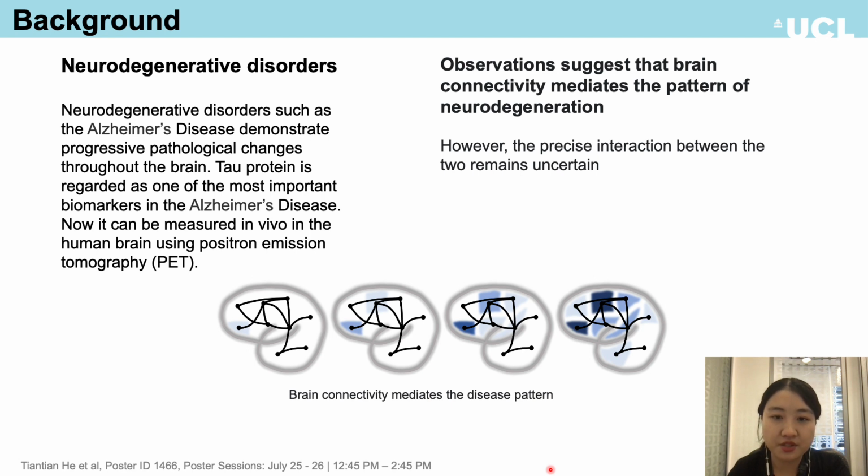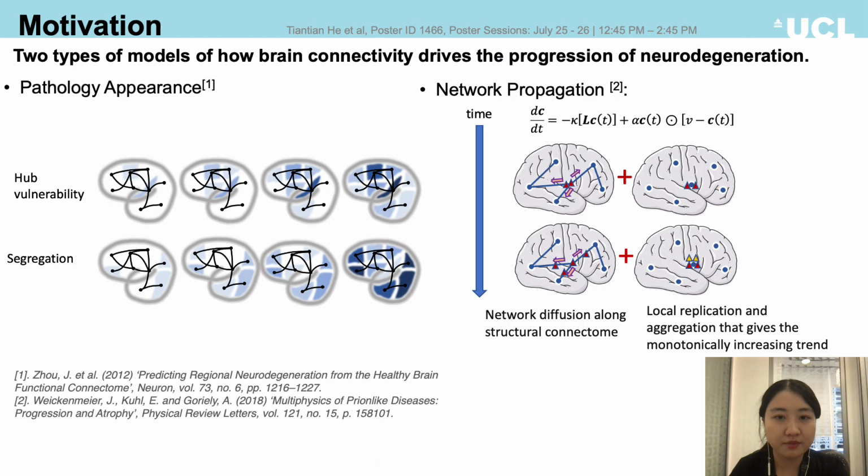Furthermore, observations suggest that brain connectivity mediates the pattern of neurodegeneration. However, the precise interaction between those two remains uncertain. There are two types of models of how brain connectivity drives the progression of neurodegeneration. The first type of model links brain connectivity to pathology appearance. The spontaneous appearance of pathology in a region corresponds to some feature of that region's connectivity.